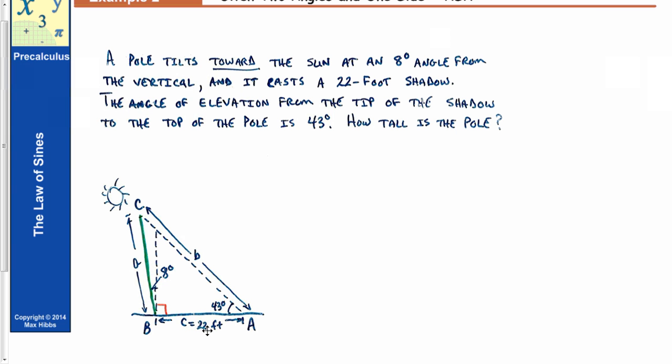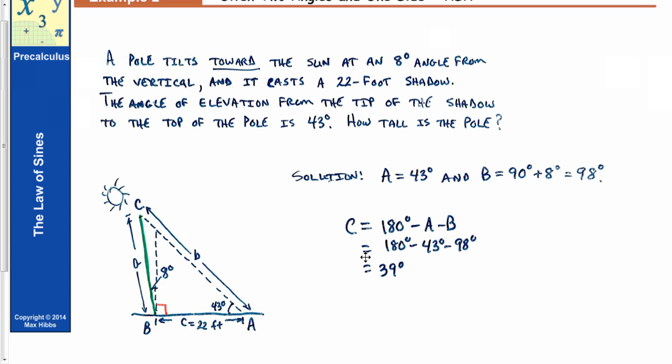We know side C, we know angle A, and we are not given angle B, but we can calculate it real quickly, can't we? Now, what is it we're trying to do? We're trying to find out how tall the pole is. And so A is actually the length of that pole, isn't it? A is the length of that pole. So that's really what we're trying to do, is to calculate side A.